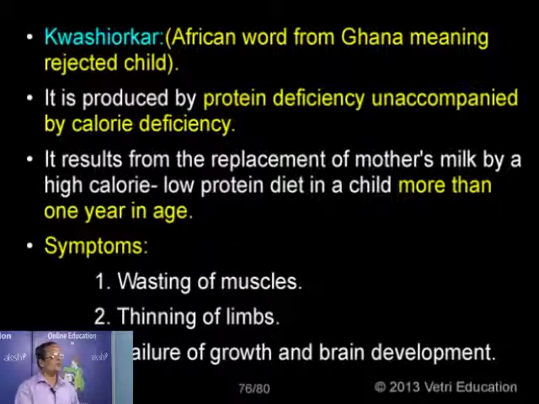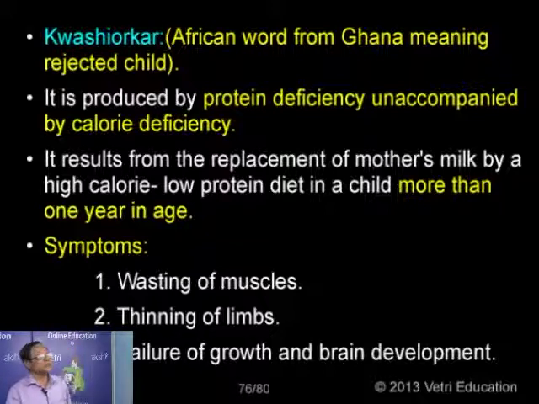And that one is less than 1 year of age, and this one more than 1 year of age. So here also we have the wasting of muscles, as in the case of marasmus. The muscles have been lost, so that is why the body becomes very thin. The skin is directly connected to the bones. The child looks very thin, showing emaciation. Then thinning of the limbs, as in the case of marasmus. And also here, there is failure of growth and mental development, the child is mentally retarded.